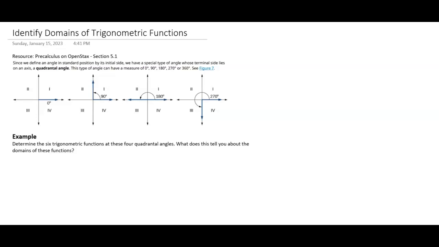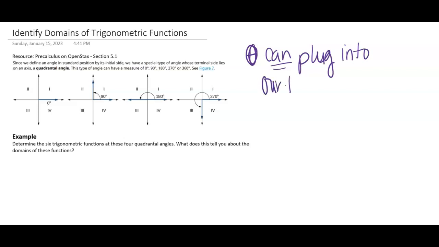All right, we're going to go a little bit deeper now into using the unit circle to talk about the domains of trig functions. So in this case, when we talk about domains, we think about the angles that we can plug in to our trig functions.